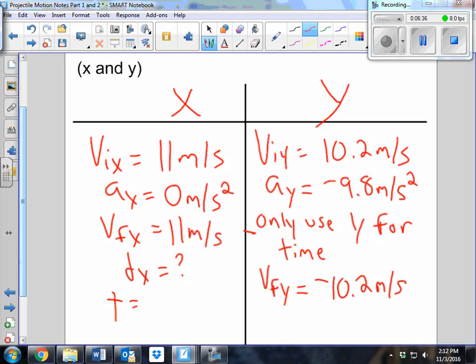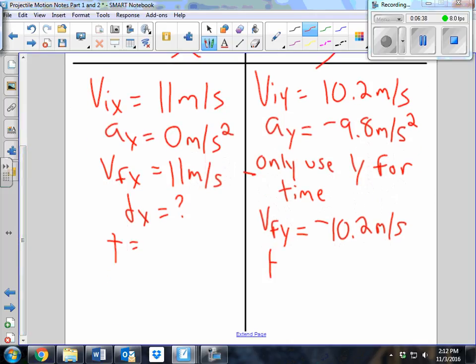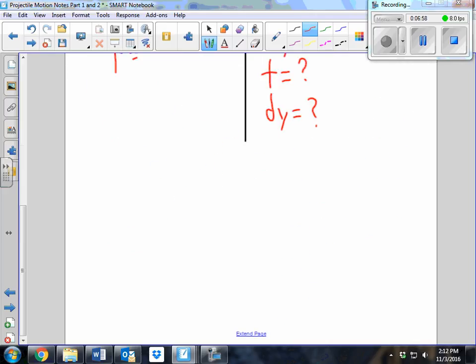So we don't know our time, which we're going to use the y-axis to get. We do not know our distance in the y, which is what we will solve for afterwards. Now, I'm going to show you both ways to solve for these things, but remember, since we know the final velocity in the y, let's actually do that right now. So that is our LEPA part. So I have VFY equals VIY plus AY times time.